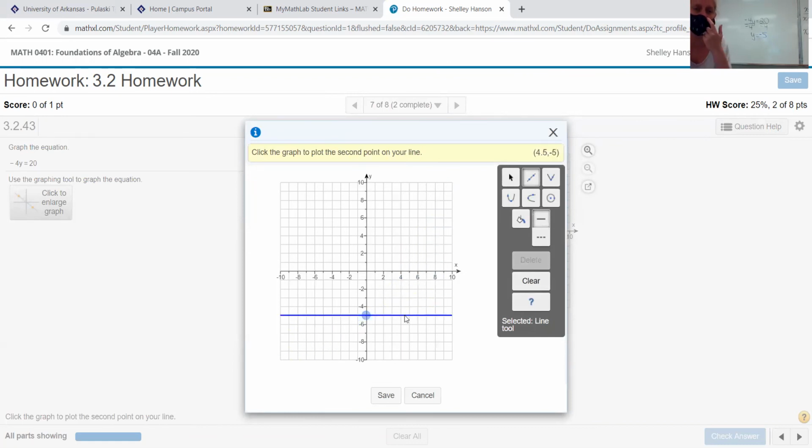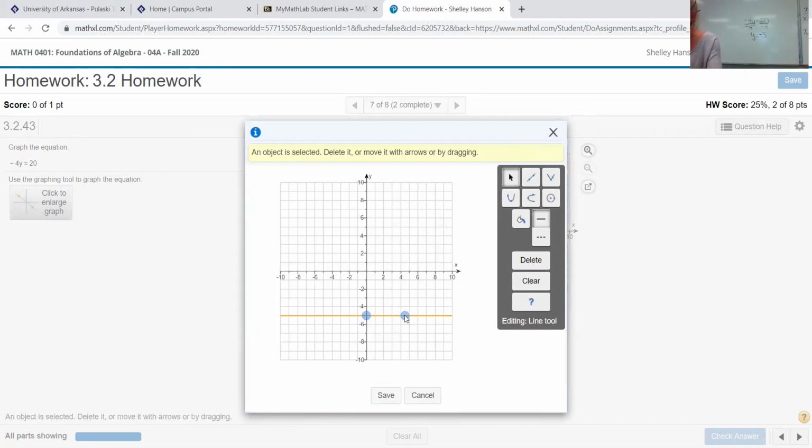Look where I am right now. What is the y coordinate in my yellow box? It's also negative 5. I don't care what x is. X is 4.5. I don't care what x is. This is only concerned with y's. Look what kind of line that makes. It makes a horizontal line.